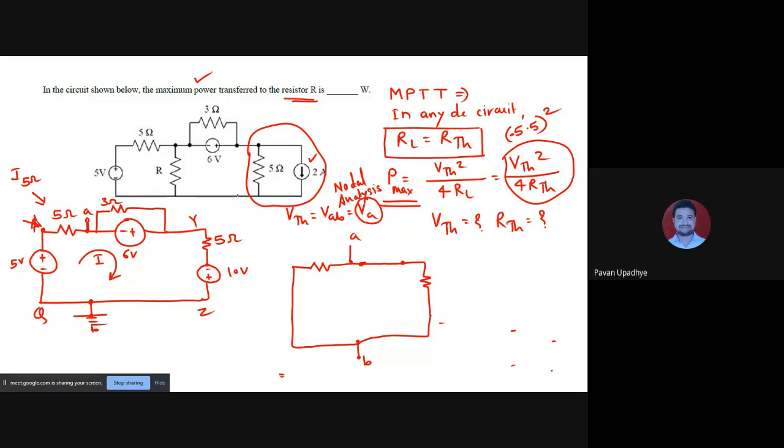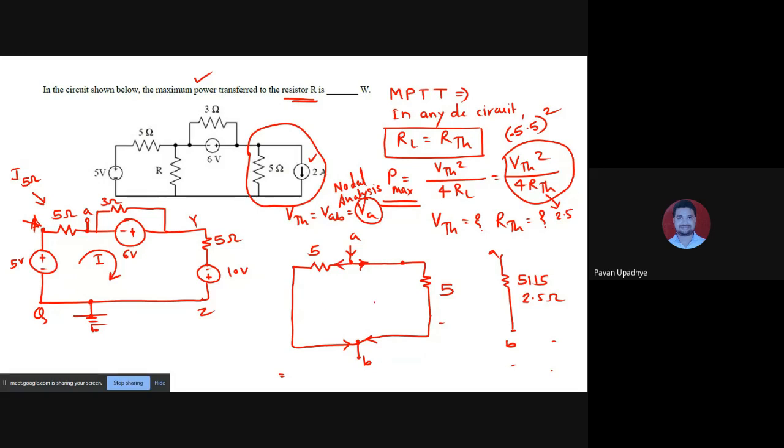So between A and B, let us assume current had been passing through A, then it would have got divided into 2 parts. This current would reach B, this current would reach B. It means 5 and 5 are in parallel between A and B. So the replacement will be 5 parallel 5, and as I said, r parallel r is always r by 2, so 5 parallel 5 will always be 2.5. So in this case you have to substitute 2.5 instead of RTH.